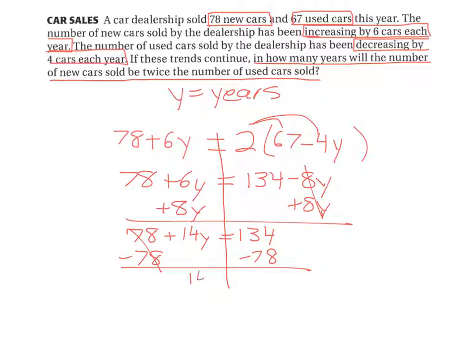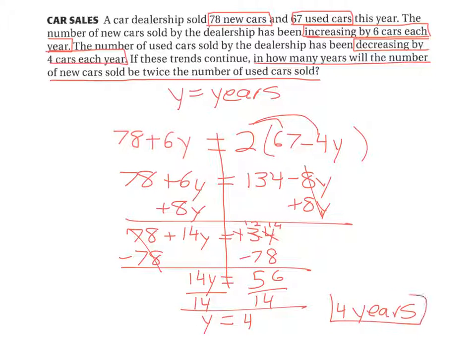I get 14y equals, let's see here, we're going to have to borrow. It's going to be 2. That'll be 14 minus 8 is 6. Borrow from that 1. 12 minus 7 is 5. So 14y equals 56. And we divide by 14. And we get y equals 56 divided by 14, which is 4. So in 4 years, the number of new cars will equal twice the number of used cars.